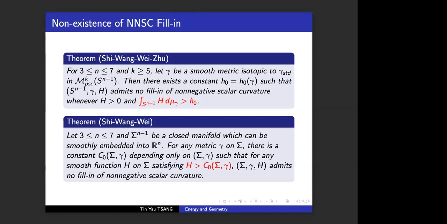So I mean, there are some partial results. First of all, by Xiaowei Wang and Zhu, they have found that under certain conditions, either the integral mean curvature is big enough or the pointwise mean curvature is big enough, then really there cannot exist a filling of NNSC.